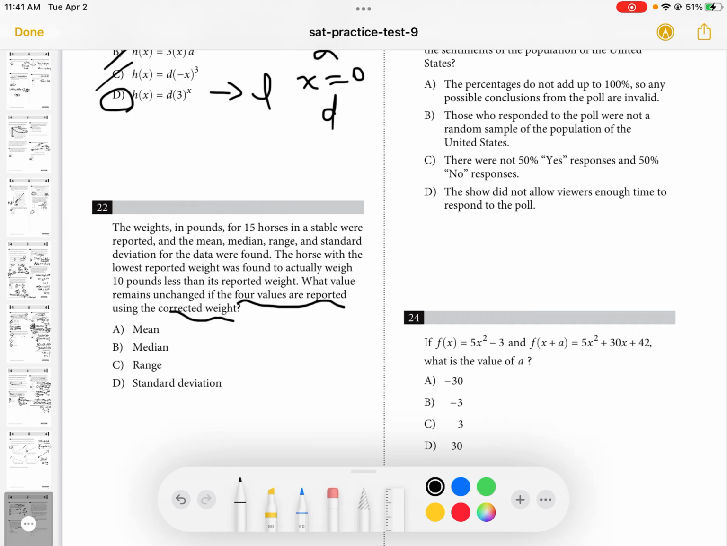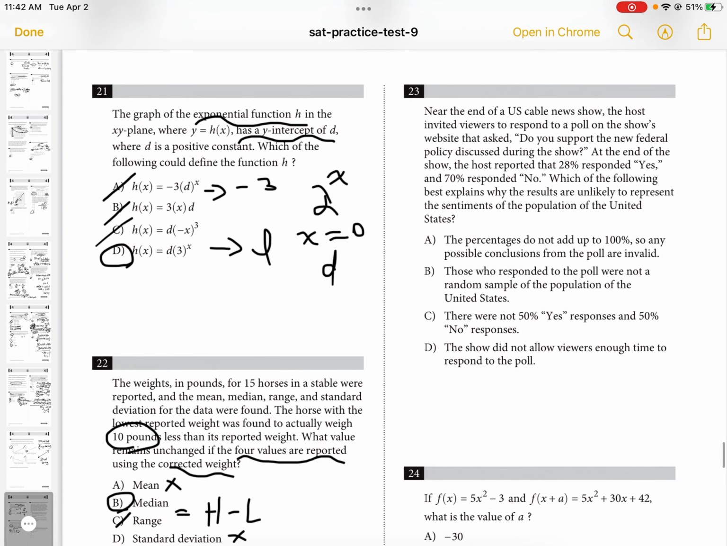Because the weight of one of the horses changed, the mean will also change along with it. And if the mean changes, then the standard deviation will also change because it's based off the mean. The range will also change because the lowest weighted horse's weight changed. So range is highest minus lowest. So this will obviously change. The only thing that won't change is the median, because the order of the weights of the horses won't change, because the lightest horse is still the lightest after the weight correction.